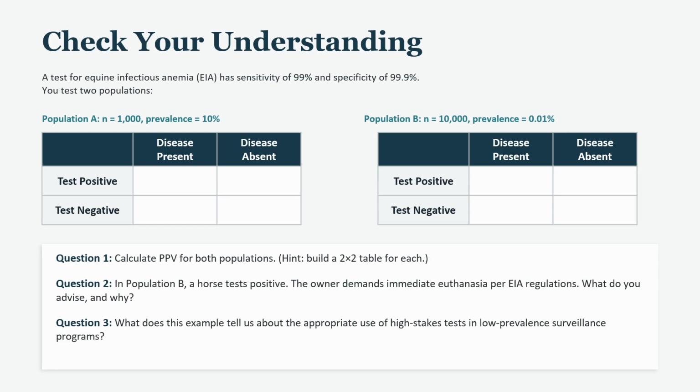Question 3. This example illustrates a fundamental principle of surveillance program design. When testing in a low prevalence population for a high consequence disease, you must have a confirmatory testing strategy built in. A single stage test, no matter how accurate, will generate more false positives than true positives in a very low prevalence setting. Good surveillance programs use tiered testing, a sensitive screening test, followed by a highly specific confirmatory test. We'll cover this in detail in Talk 2.4.